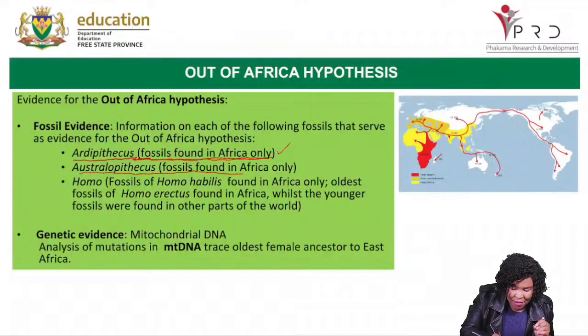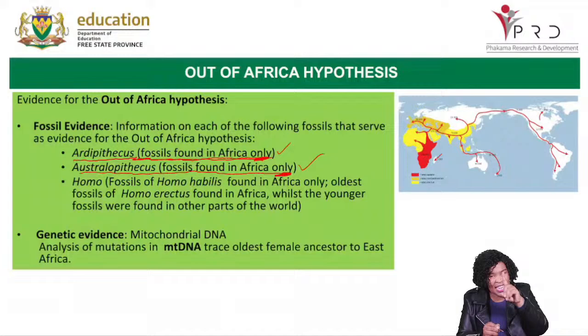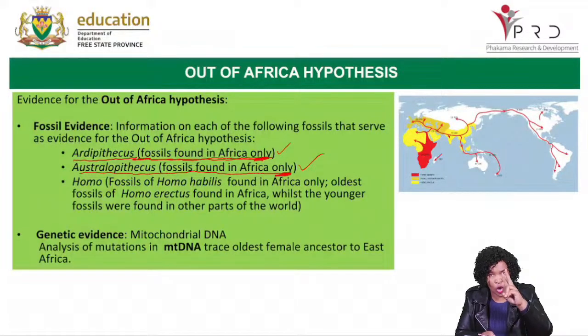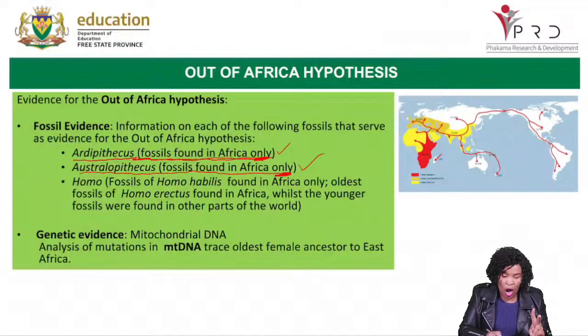Australopithecus fossils are found in Africa only. These onlys are very important. Only. So if you find something somewhere only in one place, then it means that is the original place. Then you can't find it somewhere else. Then it means everything that came after that originated from that place. So you must know those two.